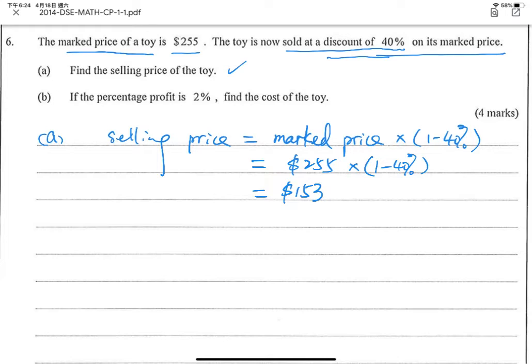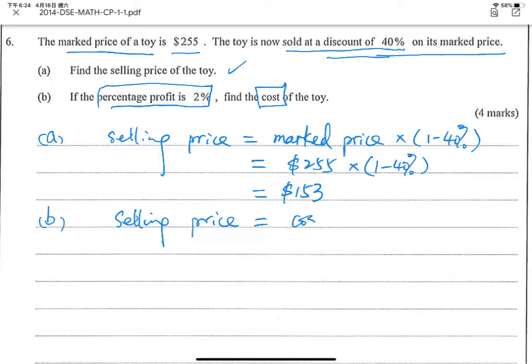So that finishes part A. Let's move to part B. If the percentage profit is 2%, then find the cost. We know that the selling price equals the cost times 1 plus the percentage profit.